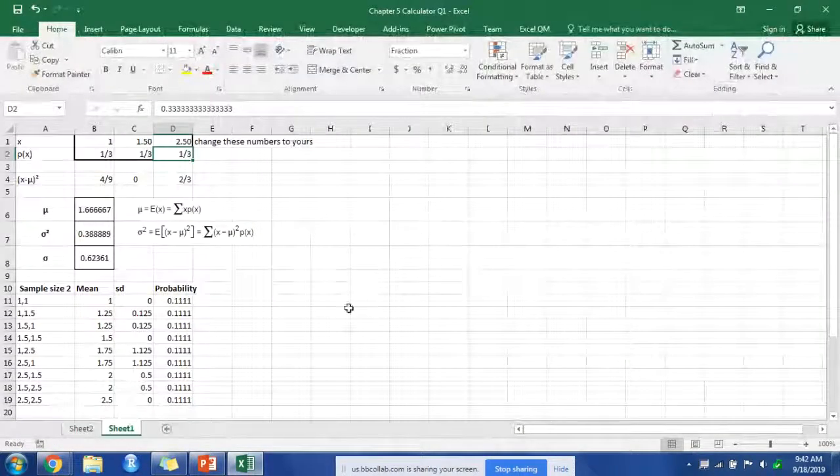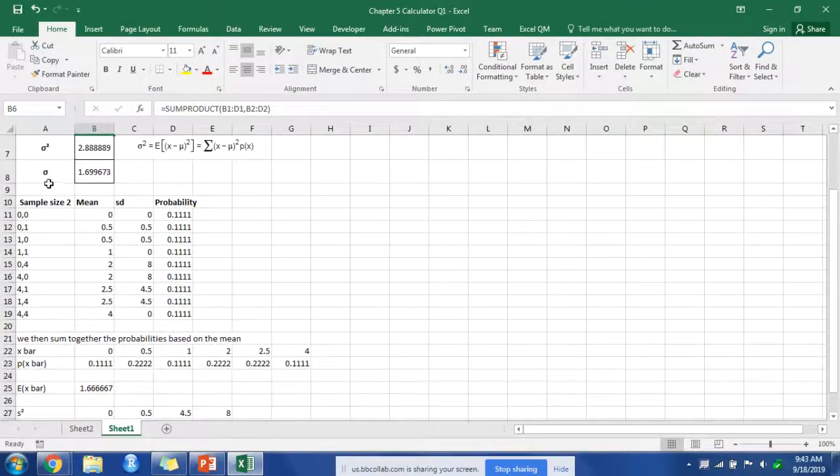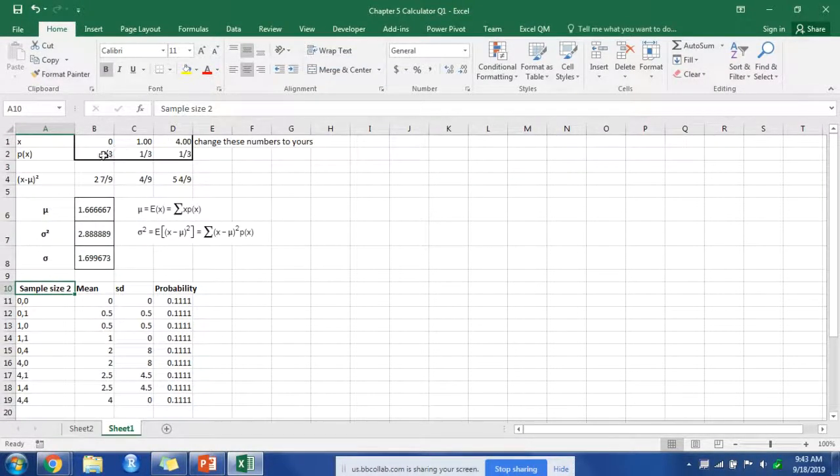I developed this calculator to help you on the first homework question one. You'll put your numbers in here, and there are different functions. Like I said, sumproduct will help you calculate this, but the second part is only for sample size 2. When you get to question 2, it's a sample size of 3, so you'll have to adapt the idea of this spreadsheet or calculate them manually to solve question 2.